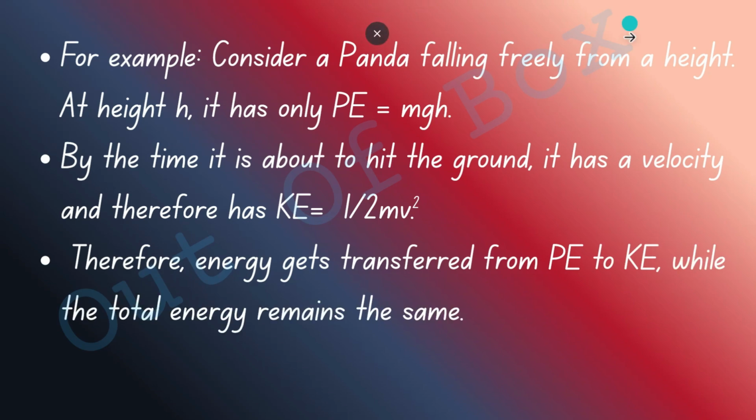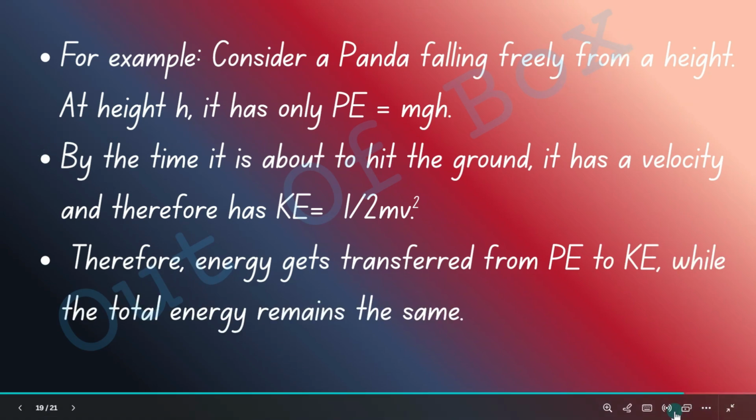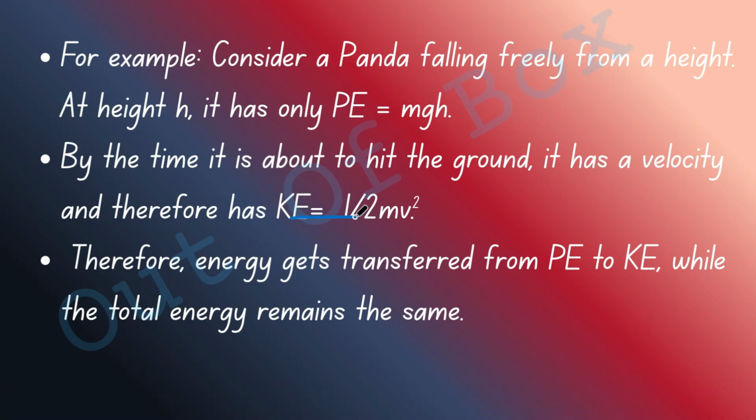For example, consider a panda falling freely from a height. At height h, it has only potential energy mgh. By the time it is about to hit the ground, it has a velocity and therefore has kinetic energy, half mv square. So energy gets transferred from potential energy to kinetic energy, while the total energy remains the same.